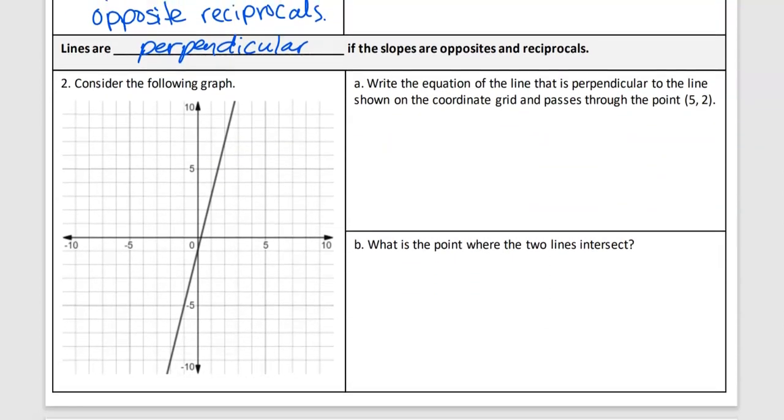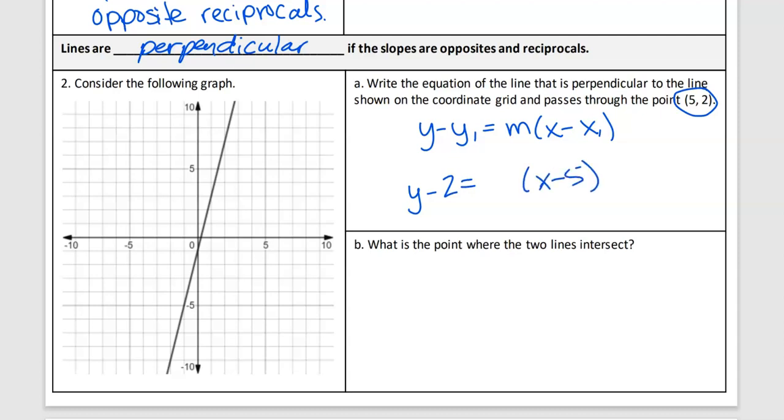Consider the following graph. Write the equation of the line that is perpendicular to the line shown on the coordinate grid and passes through the point 5, 2. So they gave me a point, so we're kind of going back to yesterday with the point slope form, right? They've given me the 5 and the 2, so I know I'm going to do y minus 2 equals something, x minus 5. But what slope are we going to use?